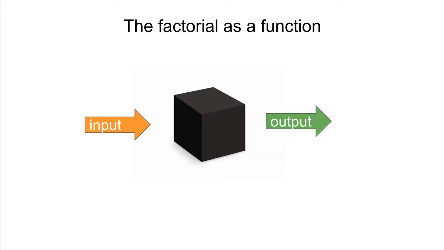Now let's go back to the function and relate it to the factorial. As I mentioned, the function is like a box that takes input, processes that input, and produces an output. We can define the factorial calculation as a function. For example, if we call this box here the factorial function and give it an input value of 5, the factorial function will produce an output of 120.